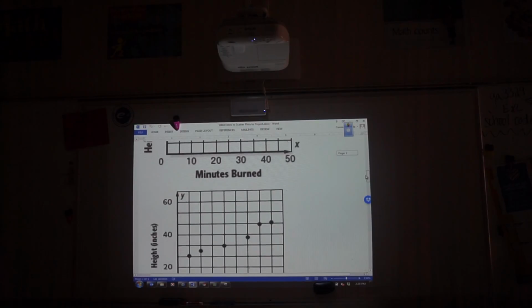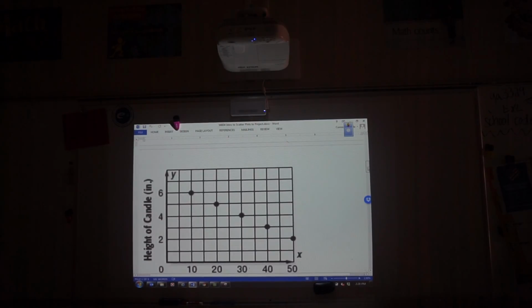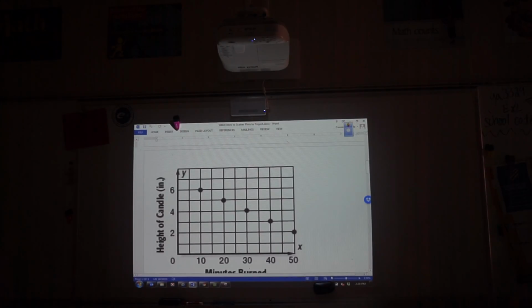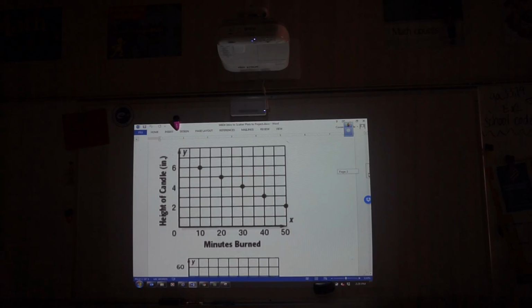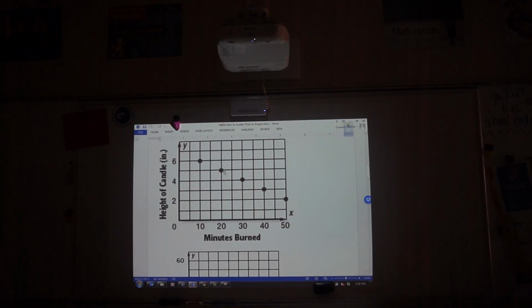All right, so now we're going to look and decide what type of relationship we see here. So we have this. It says the height of a candle, and this is some data points. Okay, this is known as a scatter plot. The height of a candle in inches and the minutes burned. What happens to a candle as it burns? It gets smaller. The height goes down. Okay, does it burn perfectly? No. Okay. So what kind of relationship is this?